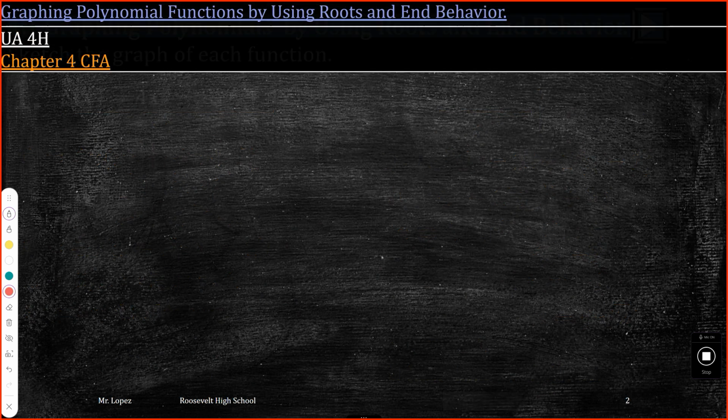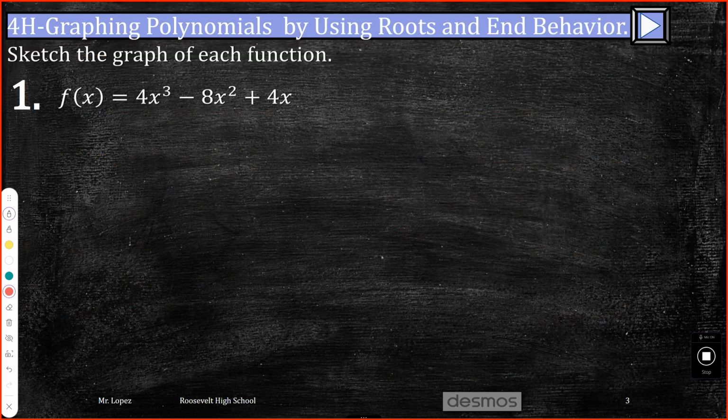Today we're graphing polynomial functions by using roots and end behavior. Sketch the graph of each function. Let me give you 4 minutes to find the roots. In order to graph this without a graphing calculator, we have to find the roots. So go ahead and find the roots. This is like problem number 1 in the warm-up. So let me give you 5 minutes while you work on it.